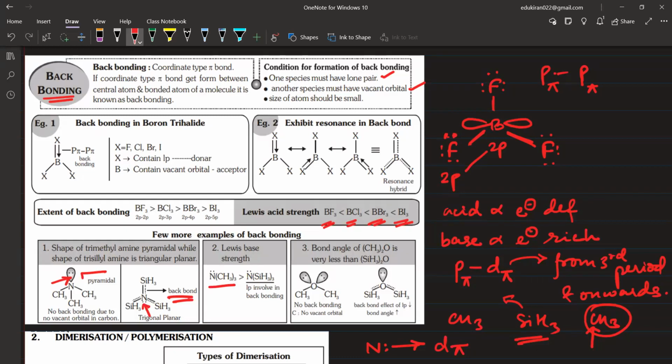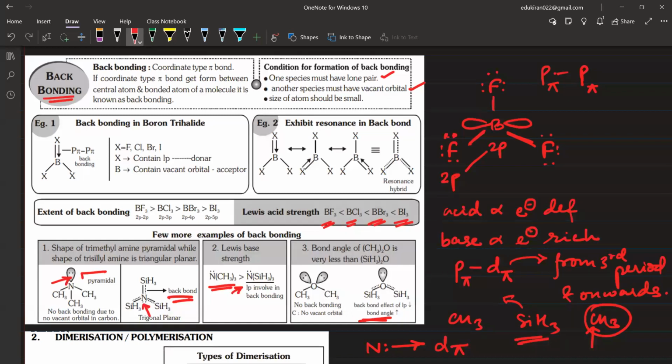And that is why trimethylamine has basic character which is more than trisilylamine. Why? Because the lone pair is involved in back bonding. Similarly, if you see the case of ether, when you have CH3 on oxygen, and here you have silyl type of ether, then in that case what is going to happen? Because of back bonding, the effect of lone pair decreases and the bond angle is going to increase. Okay? So this is about back bonding.